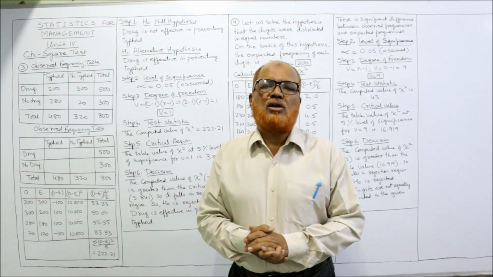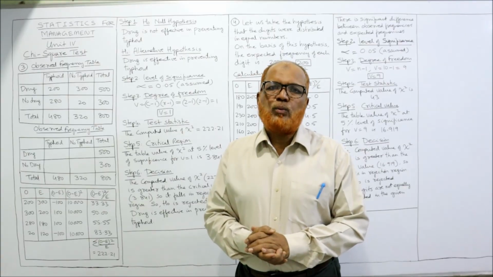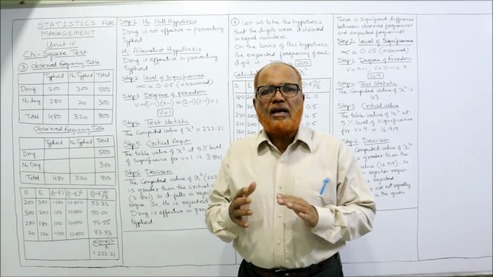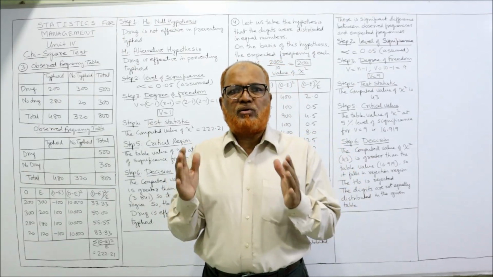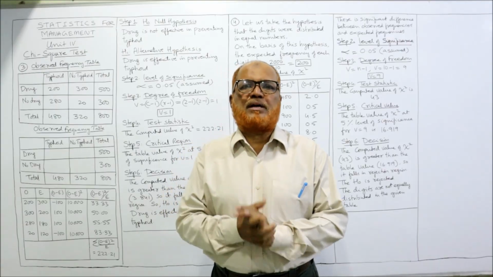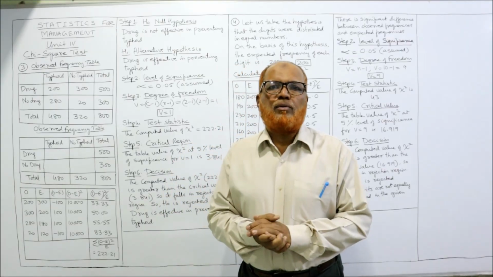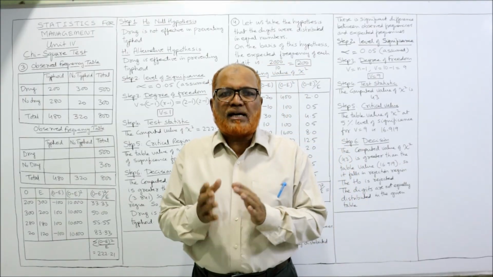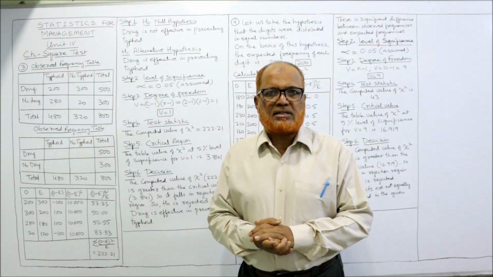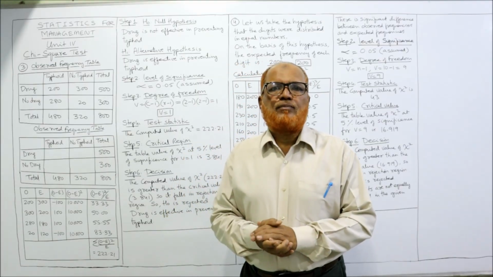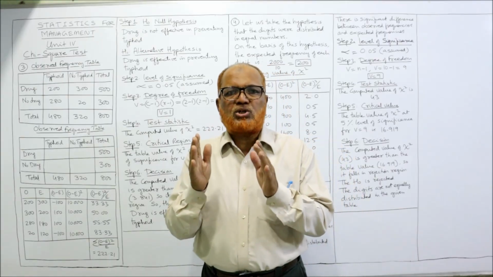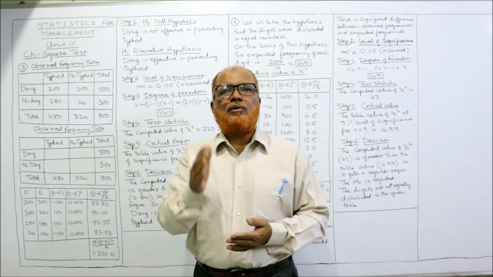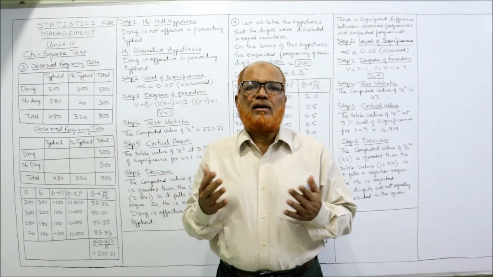The chi-square test is a non-parametric test in which we compare the observed frequencies and expected frequencies and conclude whether there is a difference between them. Two types of problems are there. First is association of attributes, and second is test of goodness of fit. Association of attributes means two attributes will be given, and we check whether there is an association or not. One attribute is taken in rows, the other in columns, and we conclude.